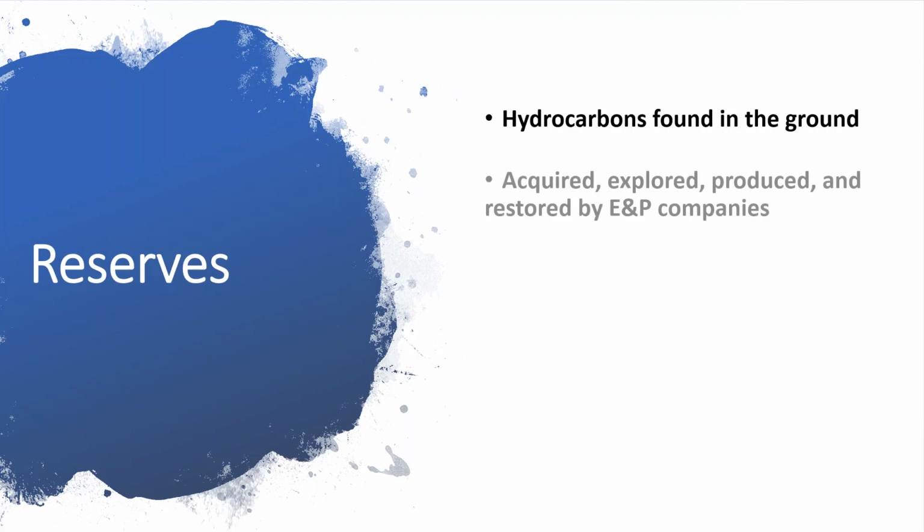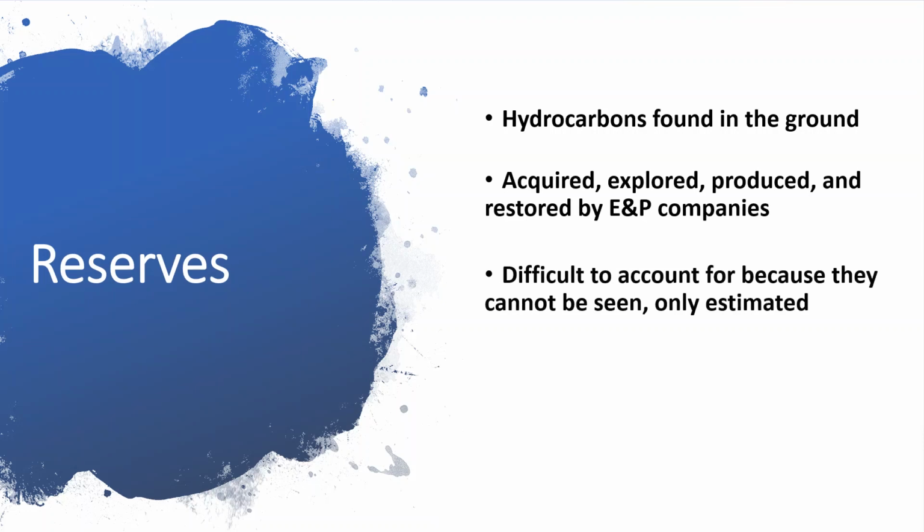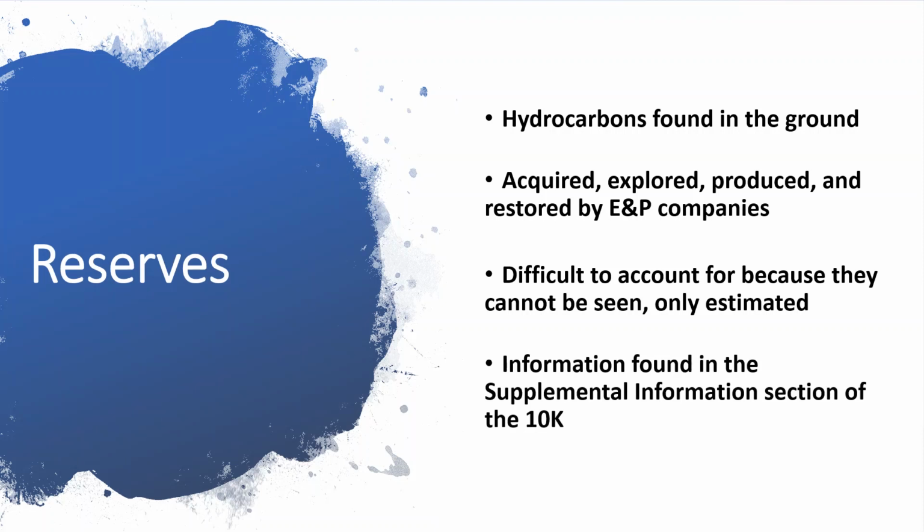We will now discuss the concept of reserves. Reserves are hydrocarbons that are found in the ground and in the ocean. These reserves are obtained by E&P companies, or exploration and production companies, that acquire, explore, and develop these reserves. Reserves are difficult to account for from a finance and accounting perspective because they cannot be seen, only estimated. For this reason, only the cost of reserves is recorded on the balance sheet, not its fair value. The cost is eventually recognized as an expense through depreciation, depletion, and amortization, also known as DD&A. Reserve information can be found in the supplemental information section of a company's 10-K, which we will discuss in more detail.